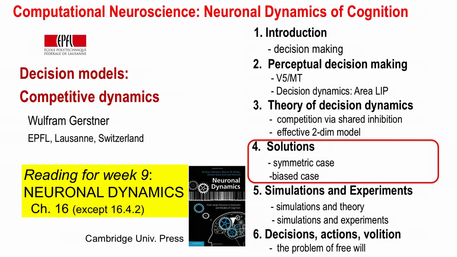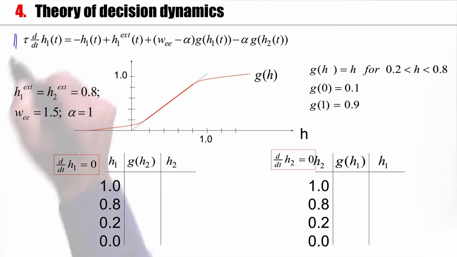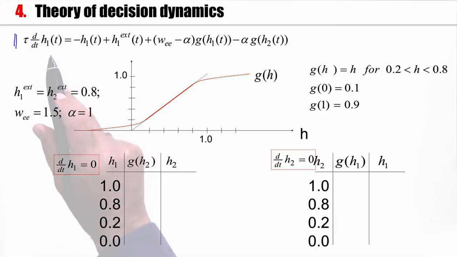Welcome back to the class Computational Neuroscience, Neuronal Dynamics of Cognition. We are in the middle of our discussion of decision models, and I would like now to discuss the solutions of the effective two-dimensional model with you. So we had equations of the type as indicated here, differential equations here for the first population.